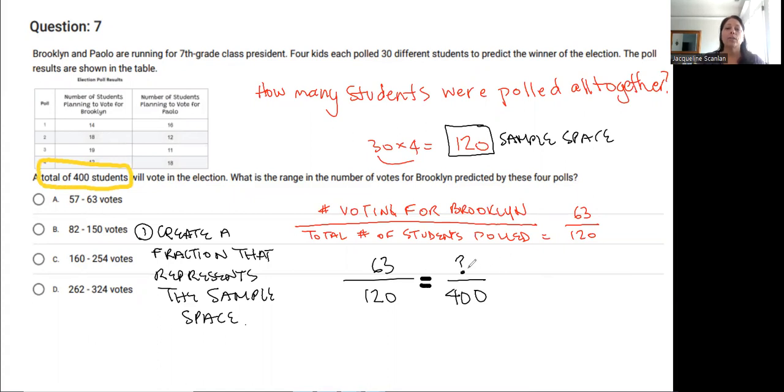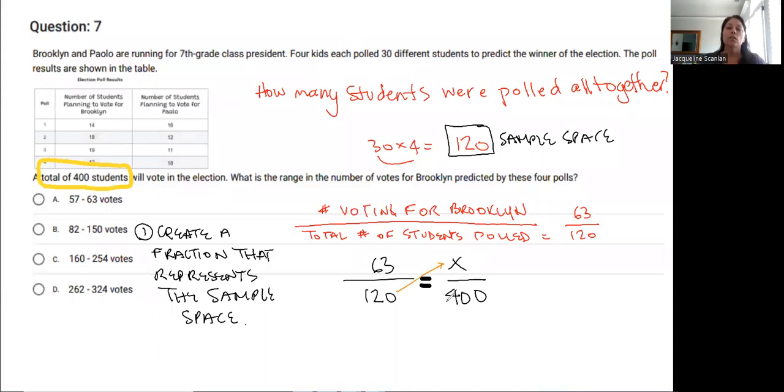Okay, so I am going to try to figure out how to get from 120 to 400. Because I don't know a number that I can multiply 12 by to give me 40, I'm going to do it the other way. I'm going to use cross products. This is the first time that you're going to see me use cross products and solve an equation. We did learn this year, so hopefully this isn't too much of a stretch for you.